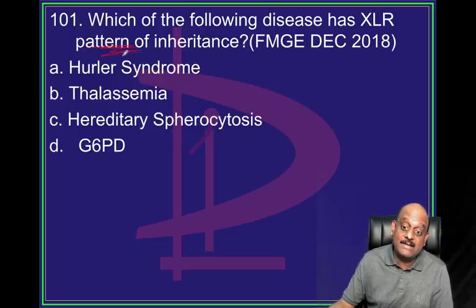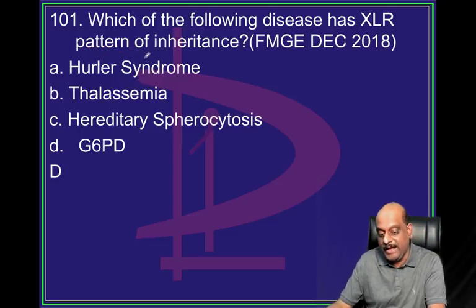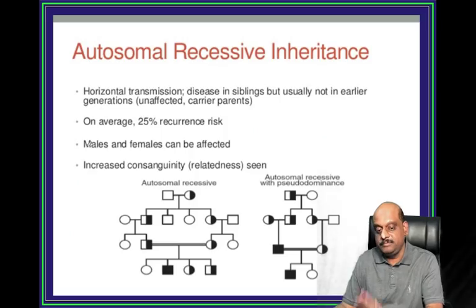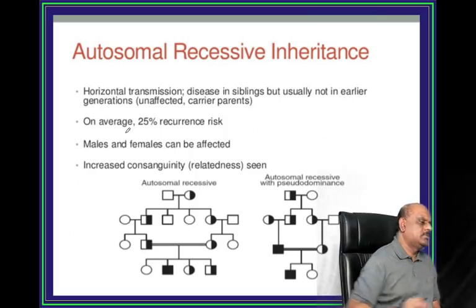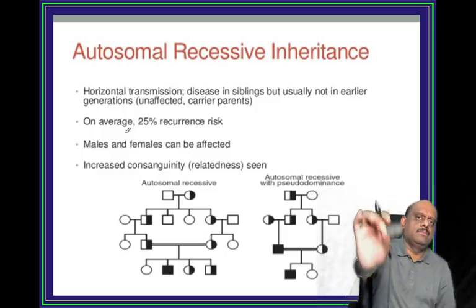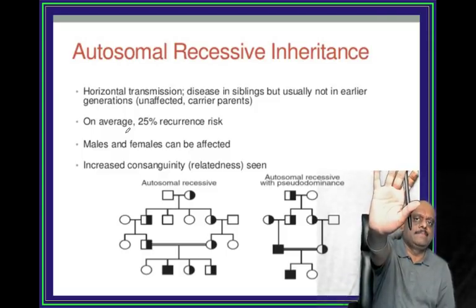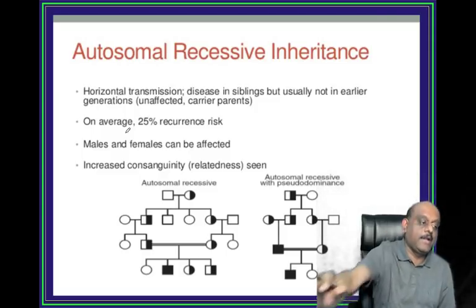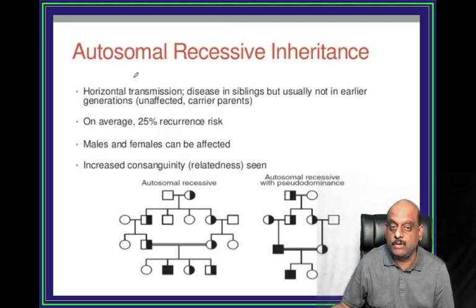Where does X-linked recessive inheritance occur? G6PD. Doctor, one pedigree will come in today's exam, tomorrow, today, right? So be very sure.